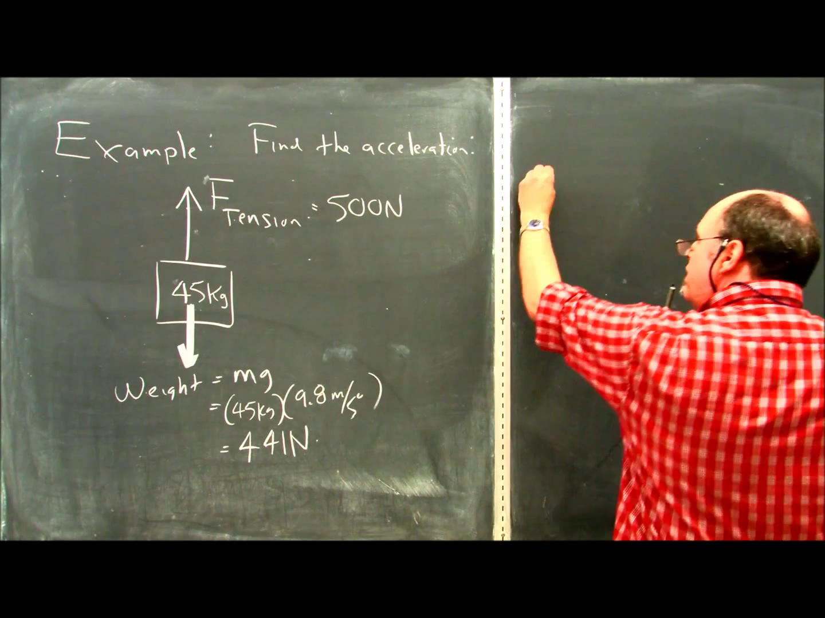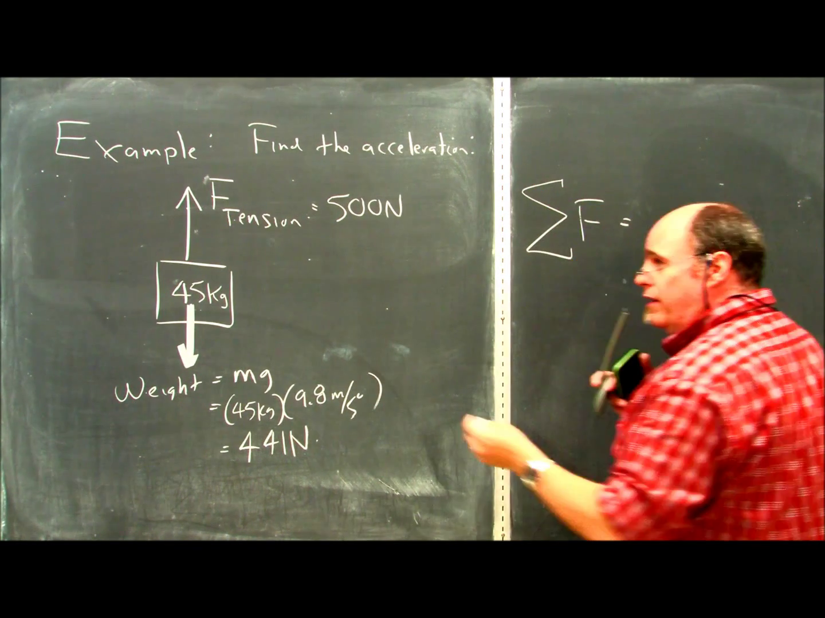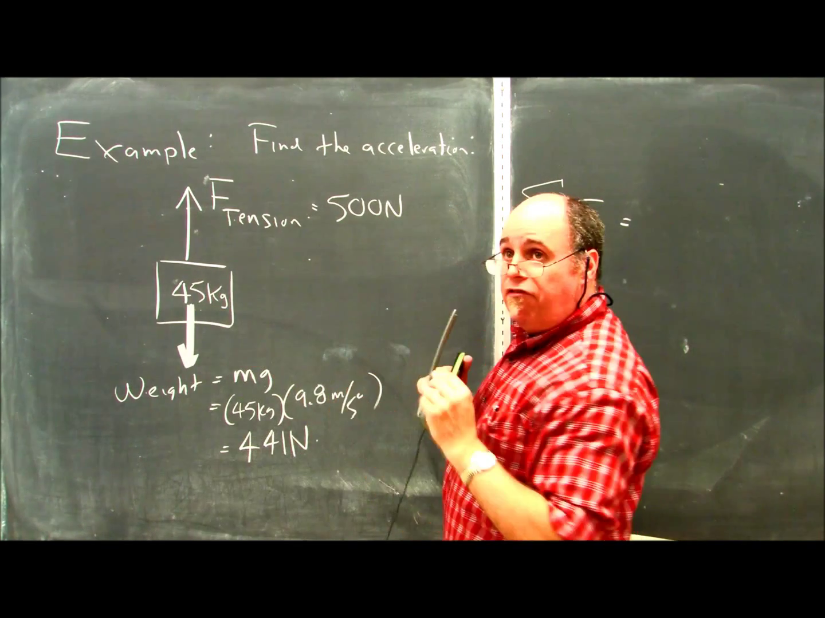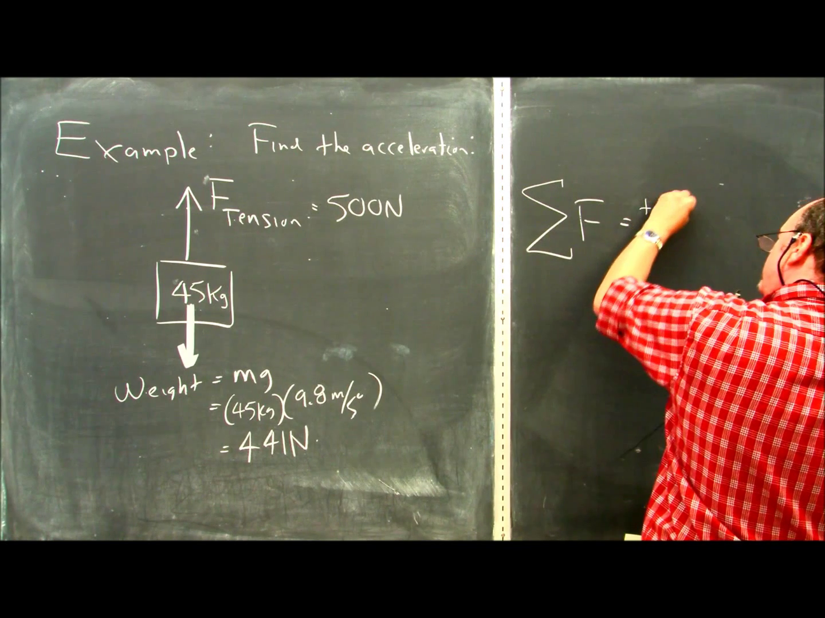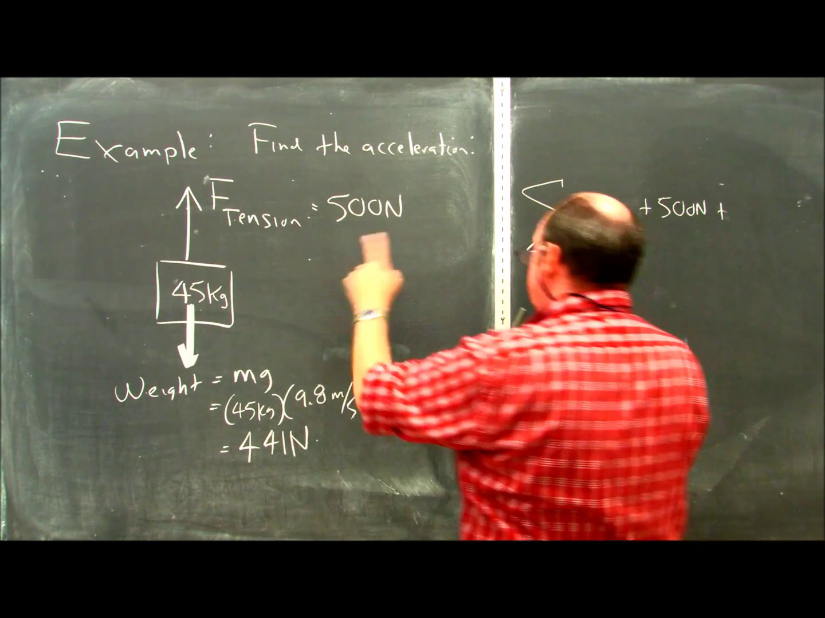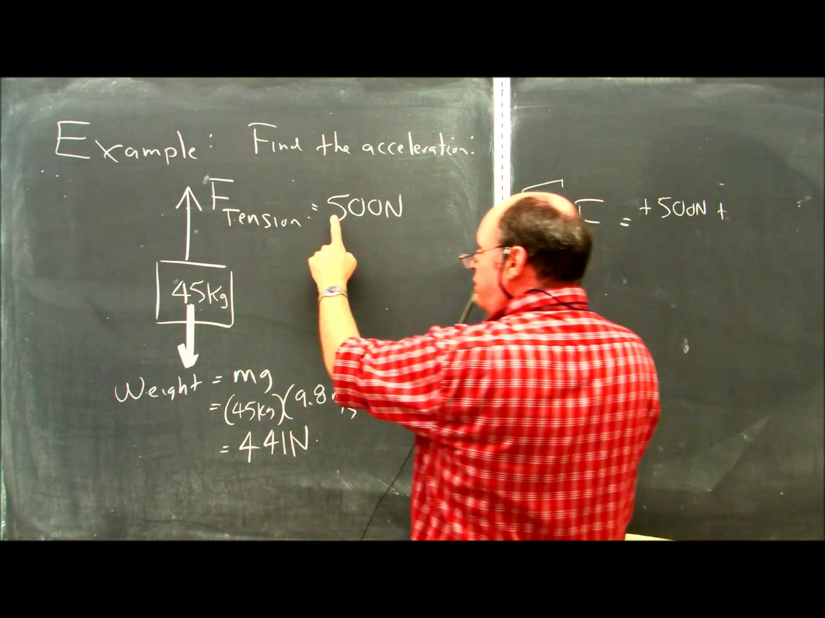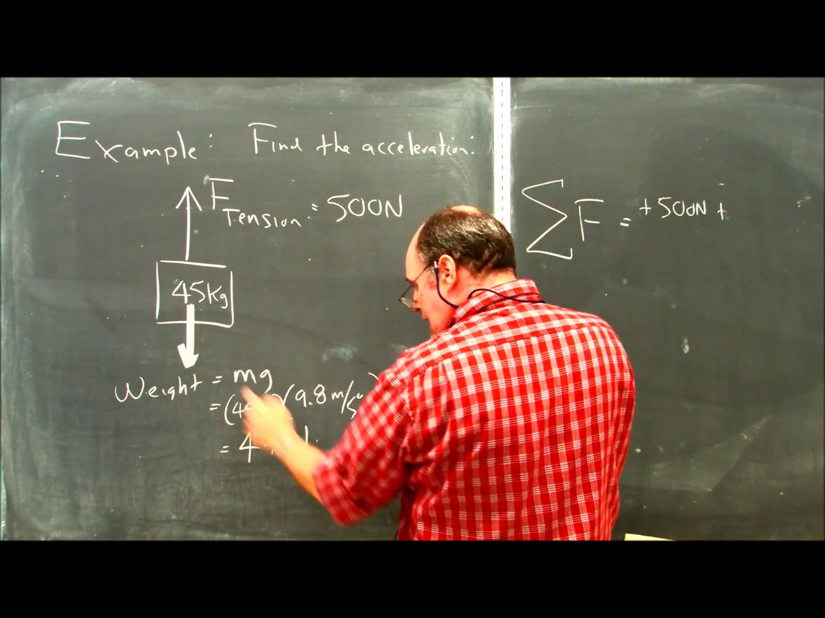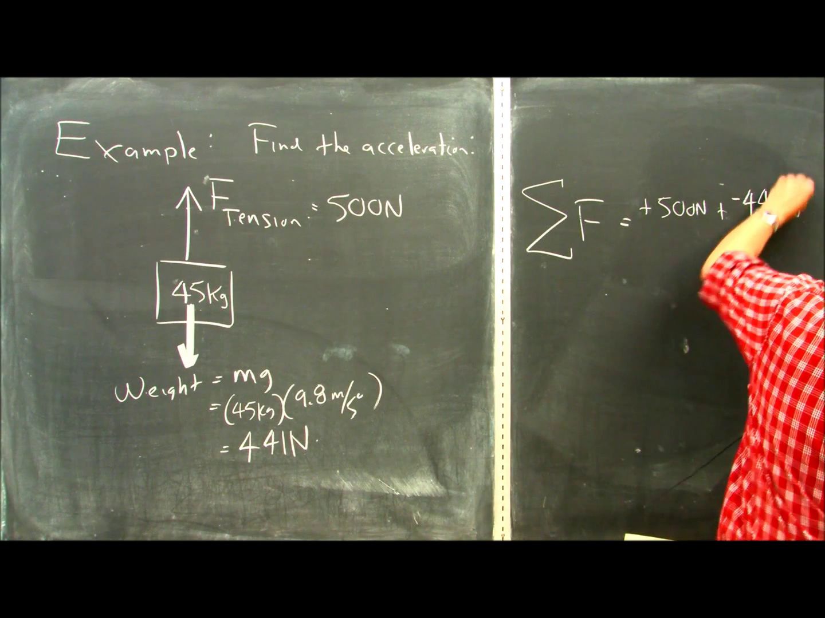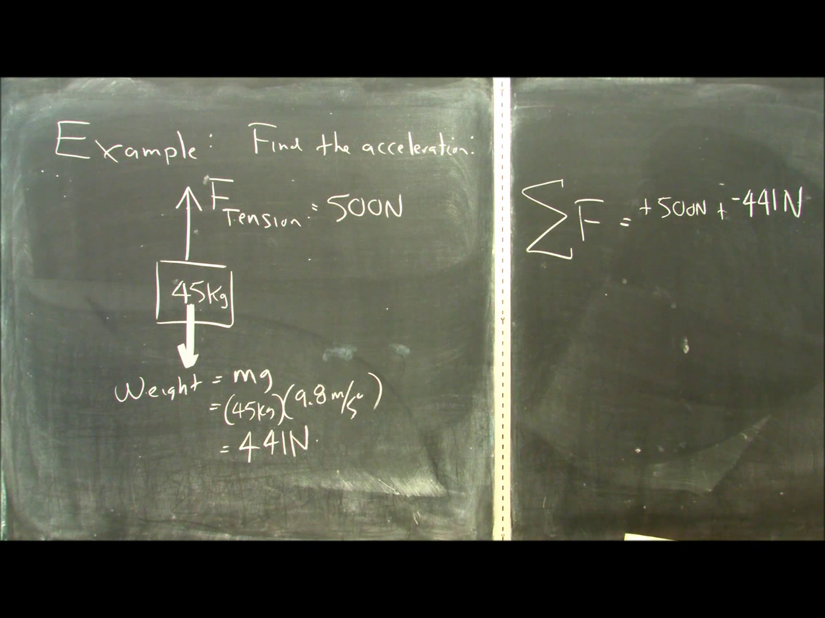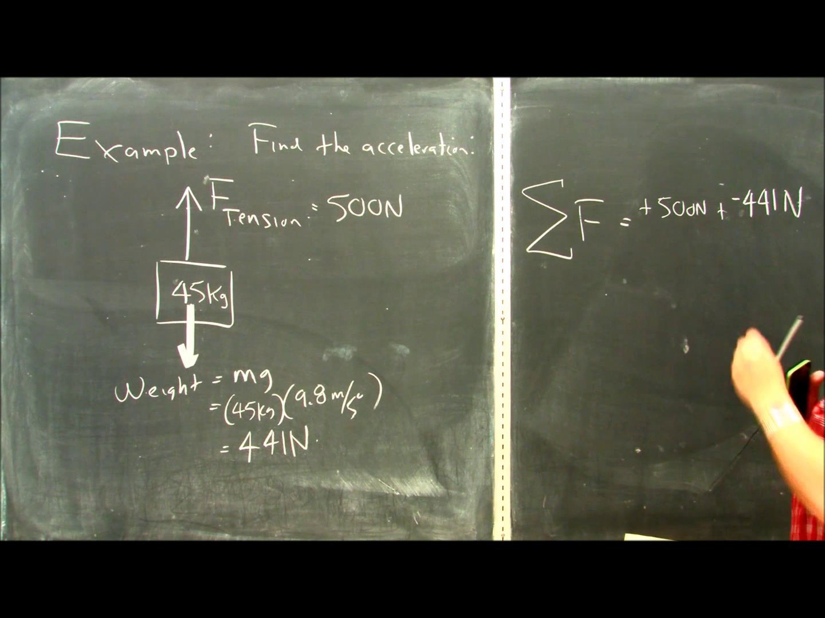So if I tried to find the net force, I would say the sum of all the forces, well, what are they? I'll add up these two force vectors. If it's up, it's positive. So I'll say plus 500 newtons. And I'm going to add them because this symbol right here, sigma, means add everything up. So I'm going to say plus 500, and I'm going to add a negative 441. Because that's what you do when you add vectors. You have to add them together. Even if it's a negative vector, we're adding a negative vector.